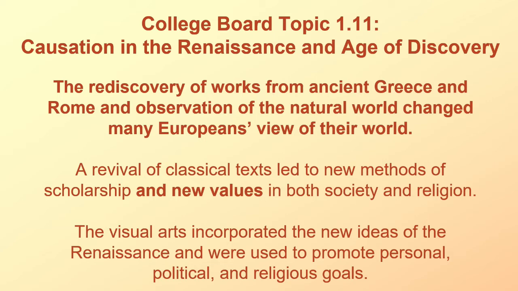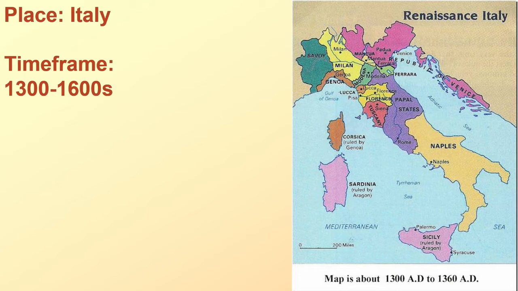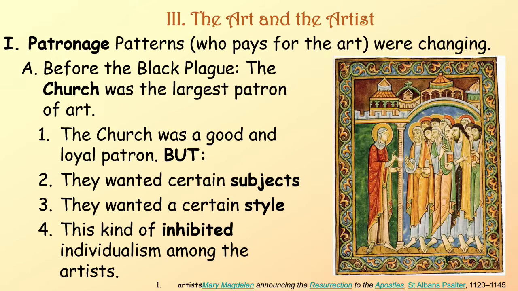A revival of classical texts led to new methods of scholarship, we know about that, and new values in both society and religion. Those values were expressed in the art, and in fact, it goes on to say, the visual arts incorporated the new ideas of the Renaissance and were used to promote personal, individual, political, and religious goals. We still have Italy right there, organized in independent city-states. And so we begin with this idea of patronage.